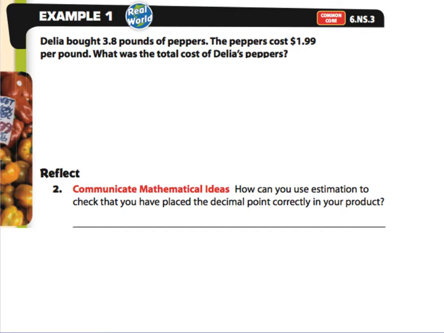So first I have to highlight the question. The question at this point is, what was the total cost? We want to know the total cost of the peppers. I know that per pound they were $1.99. Per is telling me that I'm going to have to do something. I know 3 8/10 is important because it tells me how much she bought.